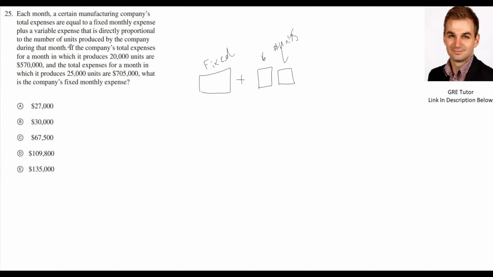If the company's total expenses for a month in which it produces 20,000 units, so the 20,000 units right here, this is the 20,000 units, so this goes right here, and the total is $570,000.